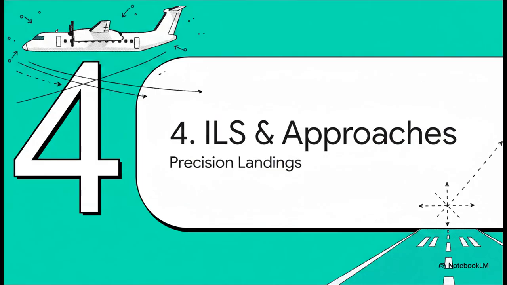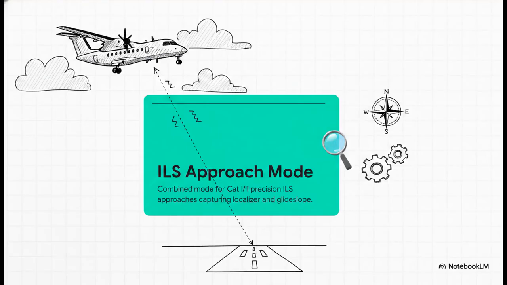Moving into Section 4, Executing ILS and Approaches. We've mastered lateral and vertical individually, right? So let's combine them for the most critical phase of flight. The ILS approach mode is basically the ultimate multitasker. When the weather drops to minimums, this mode links both axes together to guide you safely down to the runway threshold.